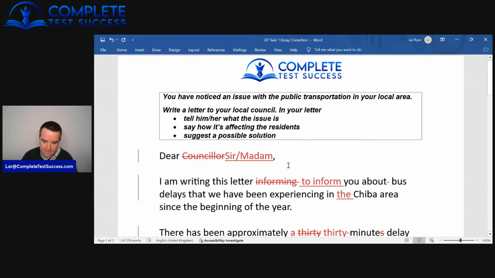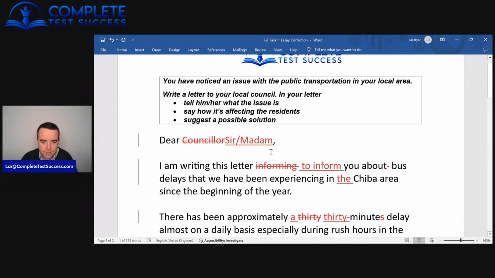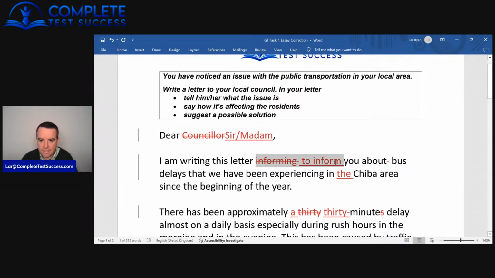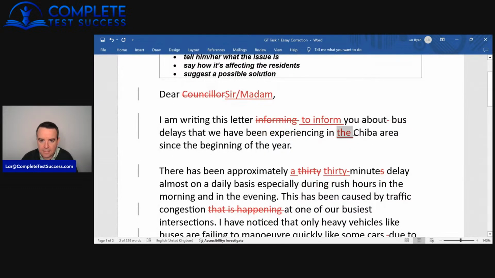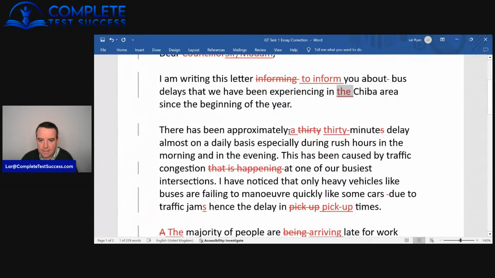And then the final score is grammar. So we have a problem here, a gerund instead of an infinitive. As we said, the spacing issue, an article issue. Another issue here where it was a plural and it should have been a singular.